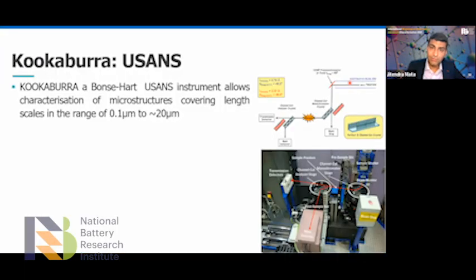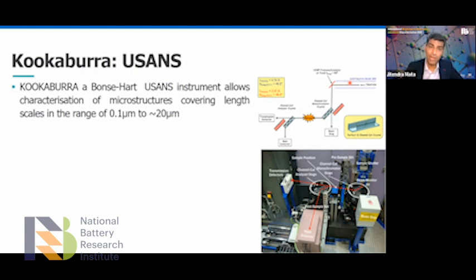We can't build an instrument 100 meters long, right? It's not practical. So the USANS instrument which we have, Kookaburra, works on the Bonse-Hart principle. It's a different way of measuring the signal.